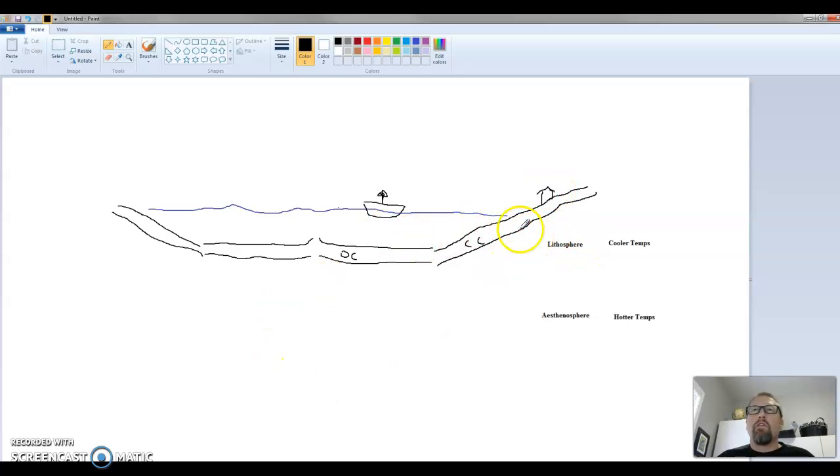So here's the lithosphere, which we would call oceanic crust or continental crust. And that's a cooler temperature closer to the surface. Beneath that is the asthenosphere, which is a hotter temperature. All right, so within the asthenosphere then we have warm material that is rising. As it rises, it cools, and it sinks back down to create these convection currents.